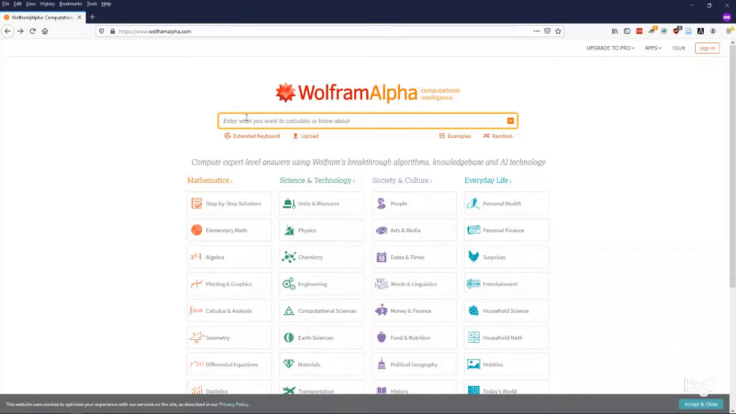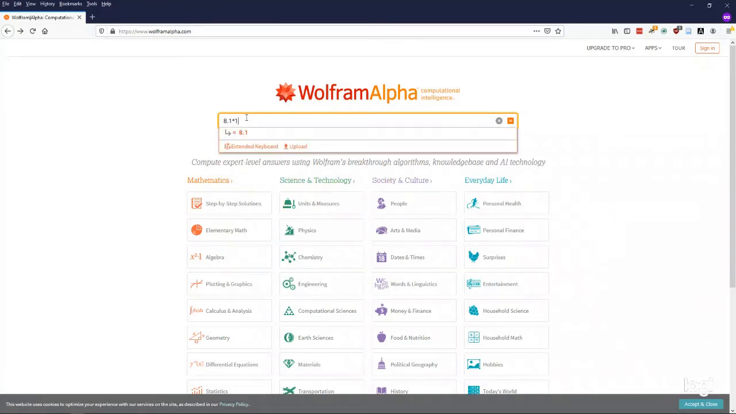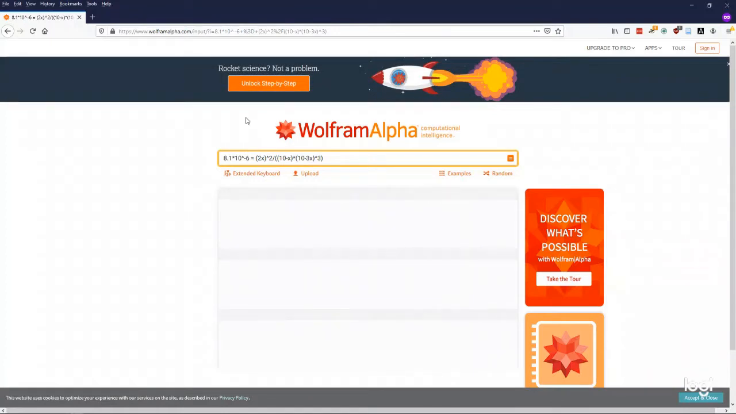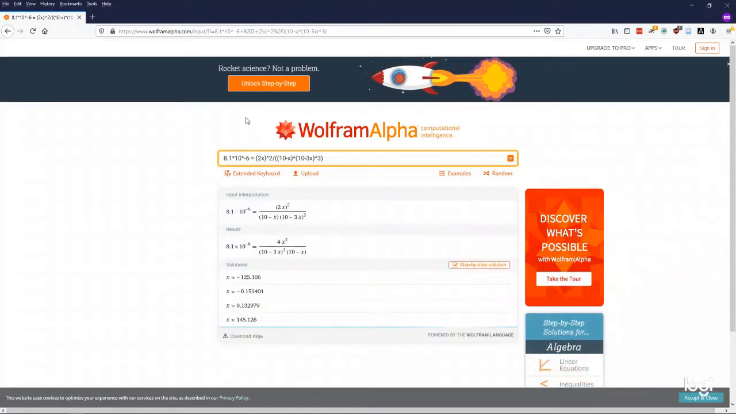You can just click right here and type in any old equation that you want. So our equation was 8.1 times 10 to the negative 6 equals 2x squared divided by 10 minus, I actually should put in 2 parentheses there, 10 minus x times 10 minus 3x cubed. Close out that parentheses and just hit enter. And there's some little gnomes that work overtime and solve this for you.